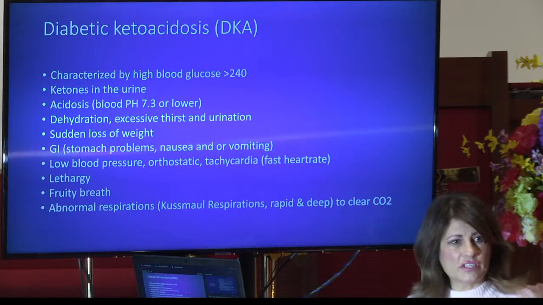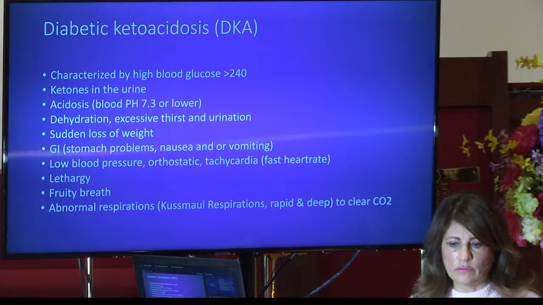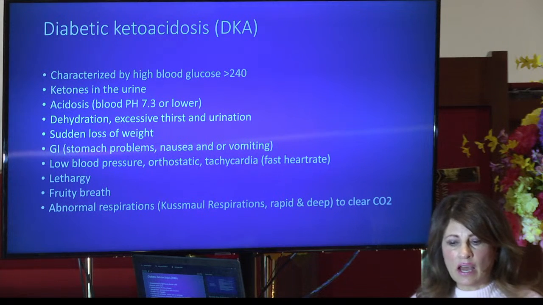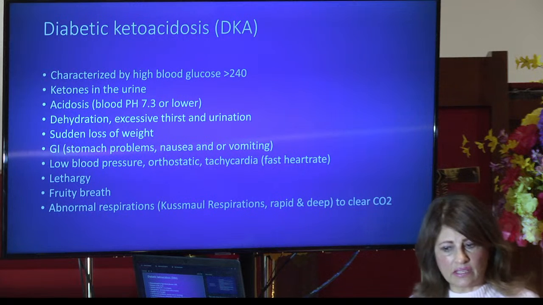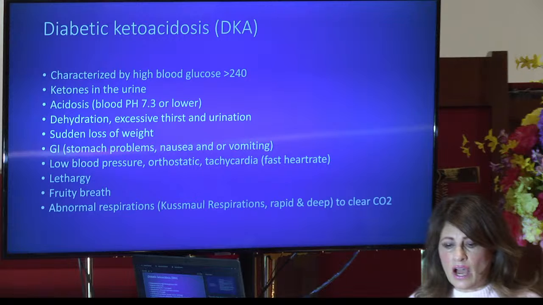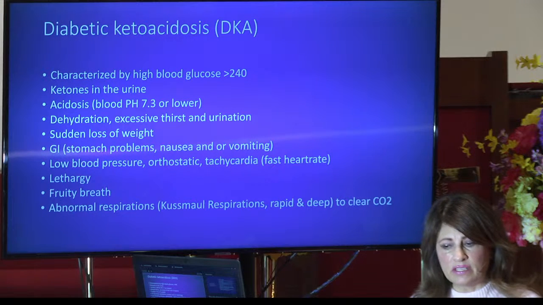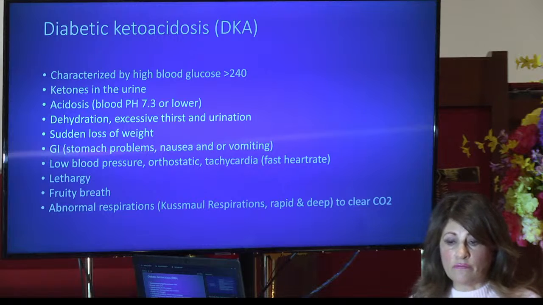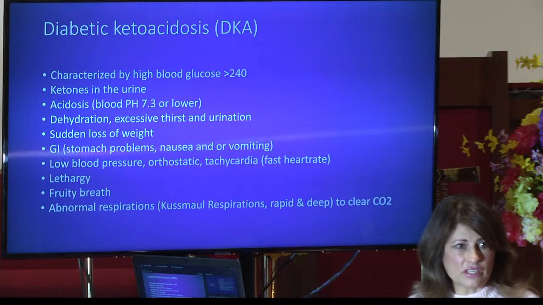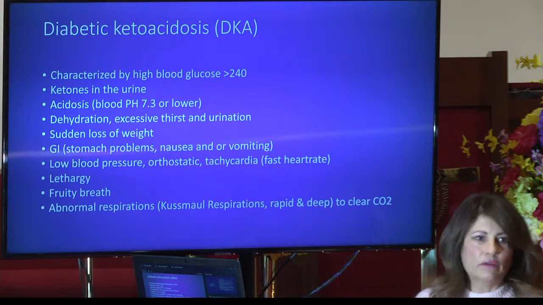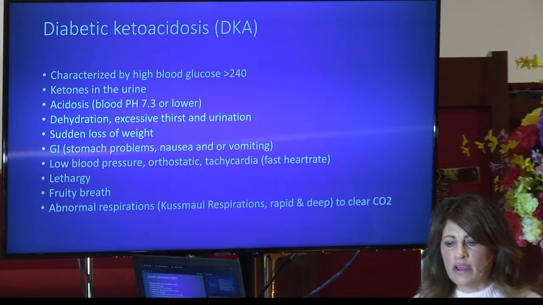Acidosis, blood pH 7.3 or lower. So the person is going to experience severe dehydration, excessive thirst, urination, sudden loss of weight, GI stomach problems, nausea, vomiting, and blood pressure plummets, low blood pressure. Again, these are complications of diabetes. Orthostatic blood pressure, problems standing up, going to pass out, fall down.